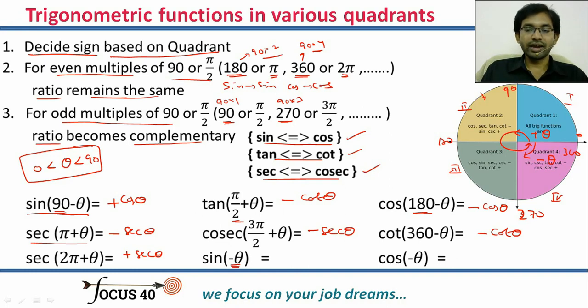So sine of minus theta. Minus theta falls in the fourth quadrant. In the fourth quadrant only cos and secant are positive, so sine is negative. So minus sine theta. Next, cos of minus theta. Minus theta falls in the fourth quadrant, so cos is positive. So plus cos theta. So these are the steps we need to follow in order to find the values of these particular types of angles.